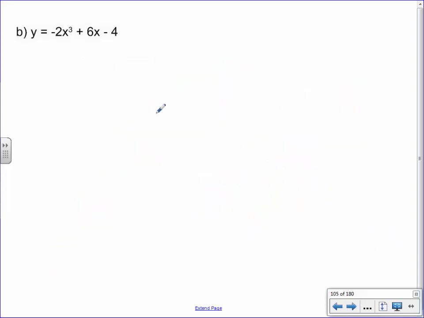Let's try another one here. Let's try to graph this one as best we can without using a calculator first. And then we use the calculator in a second.